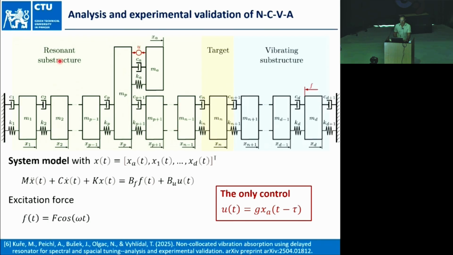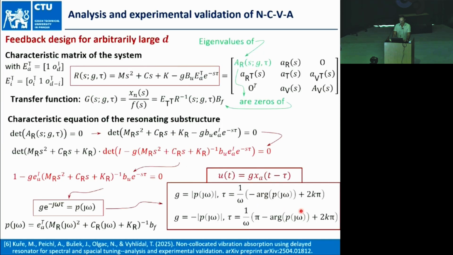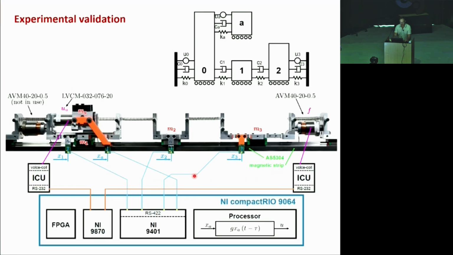Yeah, so in our study, we actually divide the system into the resonator substructure, where we have the resonator, then we have the target body or target car, which is supposed to be silenced. Here we want to suppress the vibration, and then we have the other part with the harmonic excitation force, and still we want to use a classical position feedback. Yeah, okay, so then here are the formulas. It's not that interesting. Let us look at how it looks in practice.